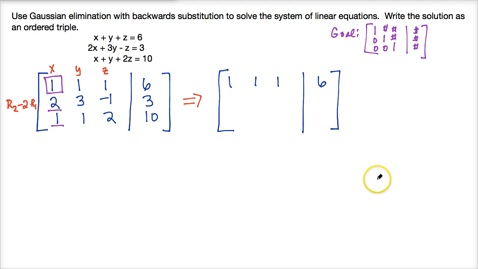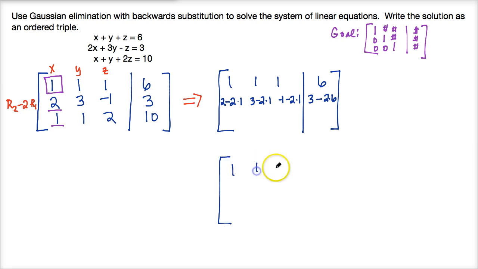Now let's work on coming up with each entry of my new row 2. We're saying take row 2, which is currently a 2, and subtract 2 times row 1. So this one's going to be 3 minus 2 times 1, and -1 minus 2 times 1, and then 3 minus 2 times 6. Let's simplify that and write that down.